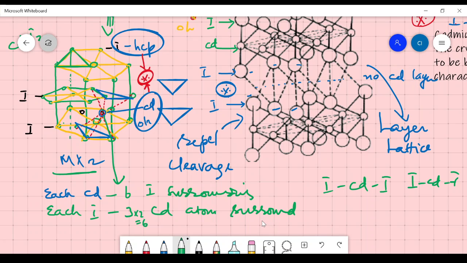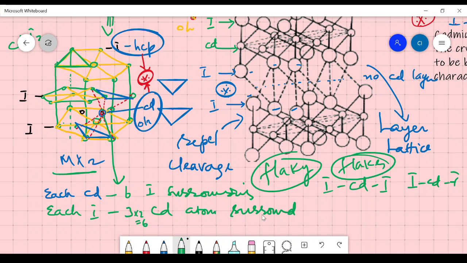There are 2 iodine layers. There, the negatively charged iodine atoms repel each other, and therefore there is no positive ion between them. Therefore, the compound is called flaky in nature. Then you know what is meant by flakes, cornflakes, like that. You see small layers of them. The compound is flaky. It can be easily cleaved between the iodine atoms.